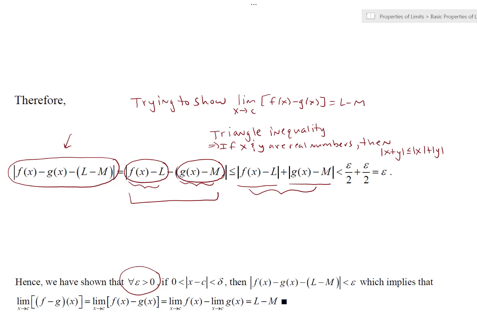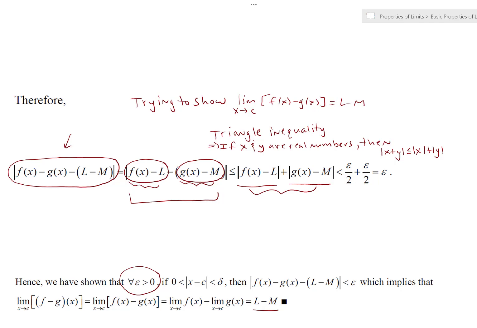And that is, the limit as x goes to c of f of x minus g of x is the same as the limit as x goes to c of f of x minus the limit as x goes to c of g of x, which is just the number L minus the number M. So it's kind of an involved proof because we have chosen our epsilons and our deltas very appropriately so that we get the result that is anticipated. And there you have it. We proved the difference rule property for limits.